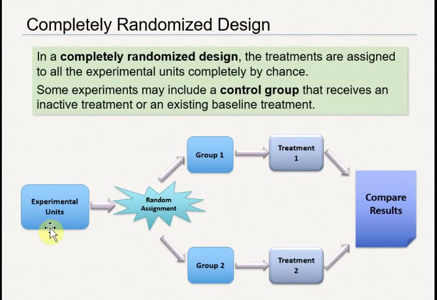In a completely randomized design experiment, you've got your experimental units. The experimental units then are randomly assigned to either receive treatment 1 or treatment 2. Again, one of the treatments might just be a control. And then from there they get the treatment, and then you compare. There's always a comparison at the end in a well-designed experiment.